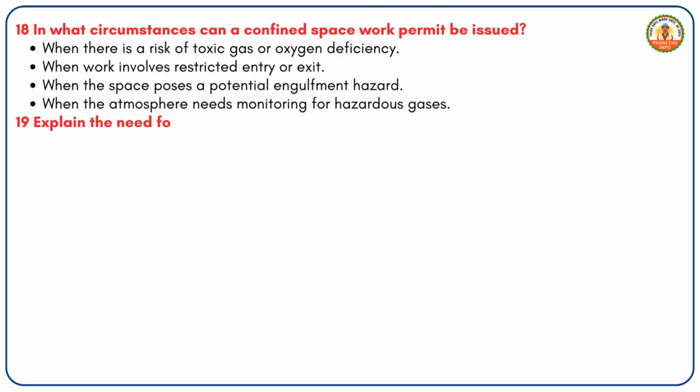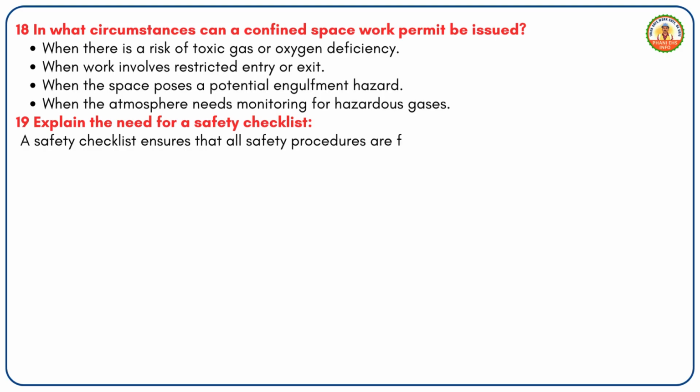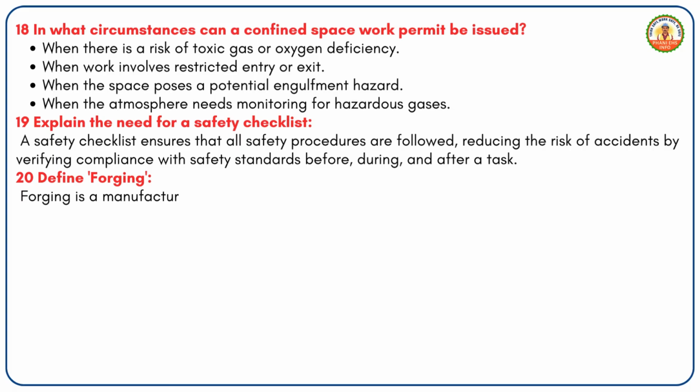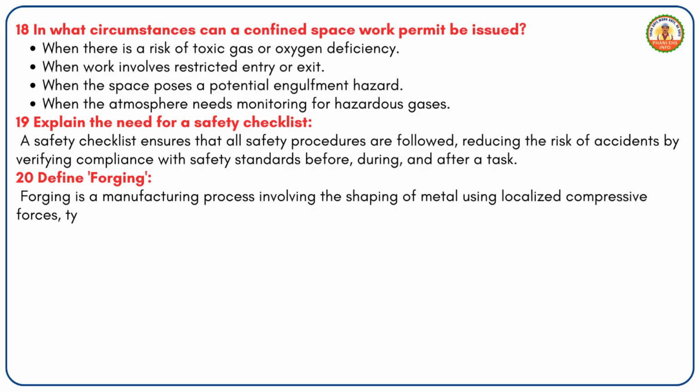19. Explain the need for a safety checklist. A safety checklist ensures that all safety procedures are followed, reducing the risk of accidents by verifying compliance with safety standards before, during, and after a task. 20. Define forging. Forging is a manufacturing process involving the shaping of metal using localized compressive forces, typically by hammering or pressing.